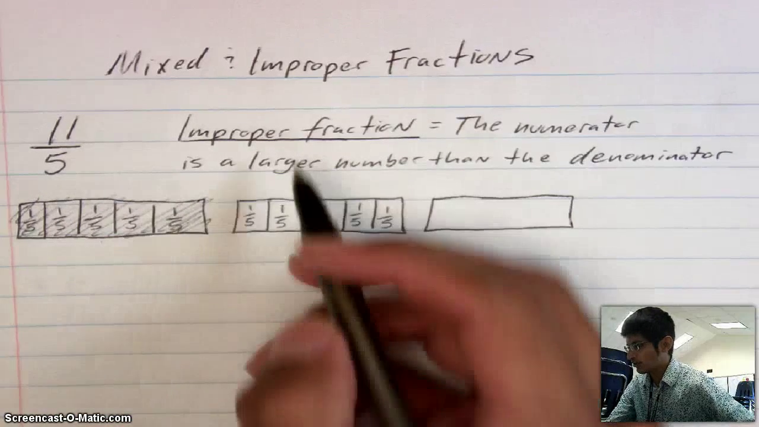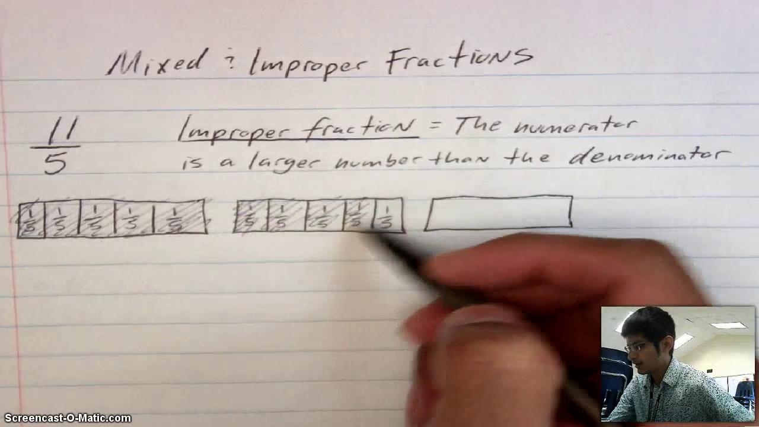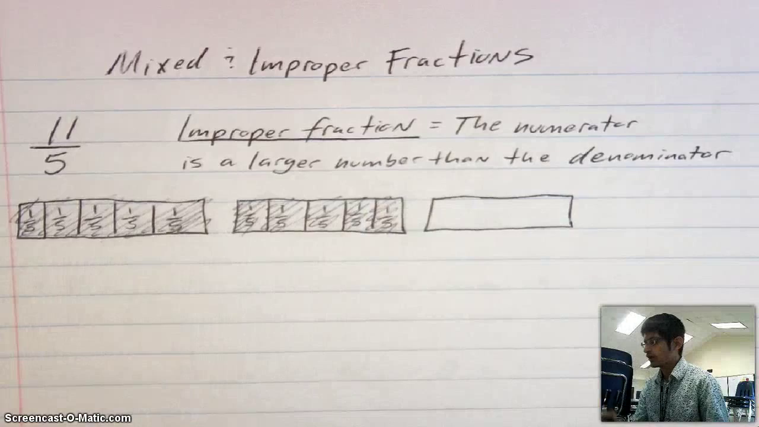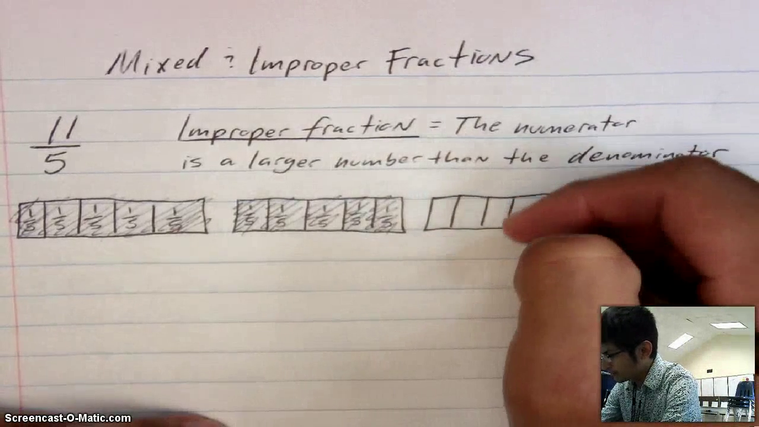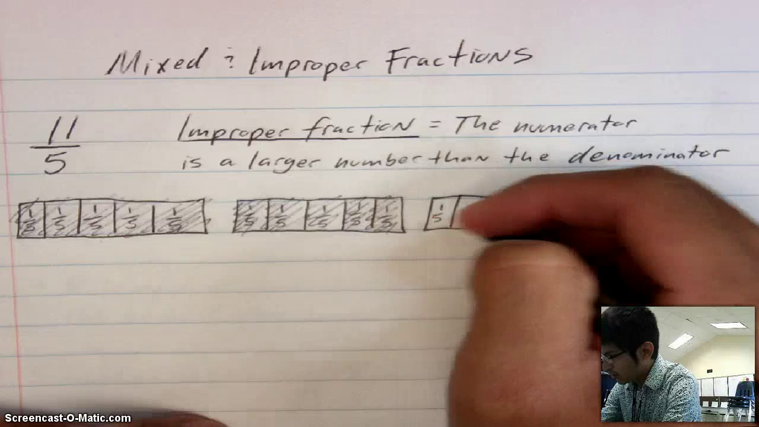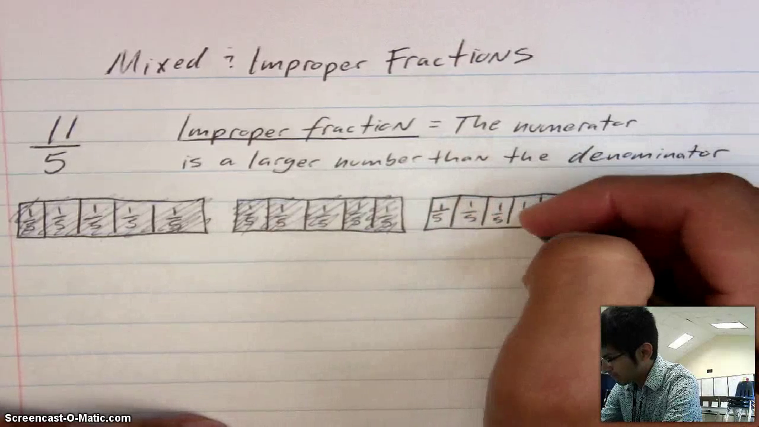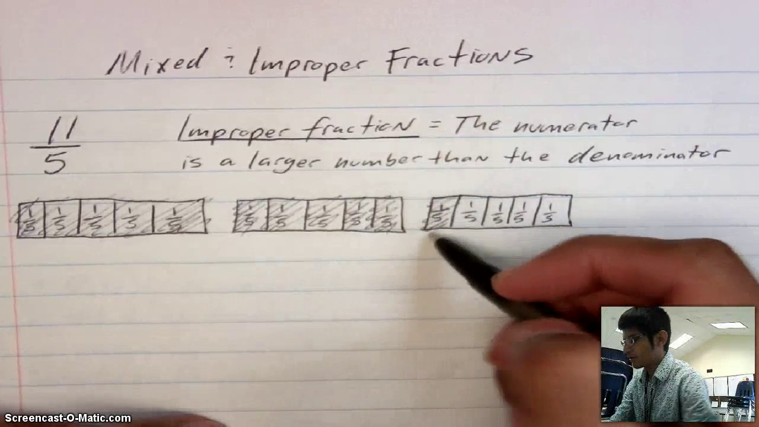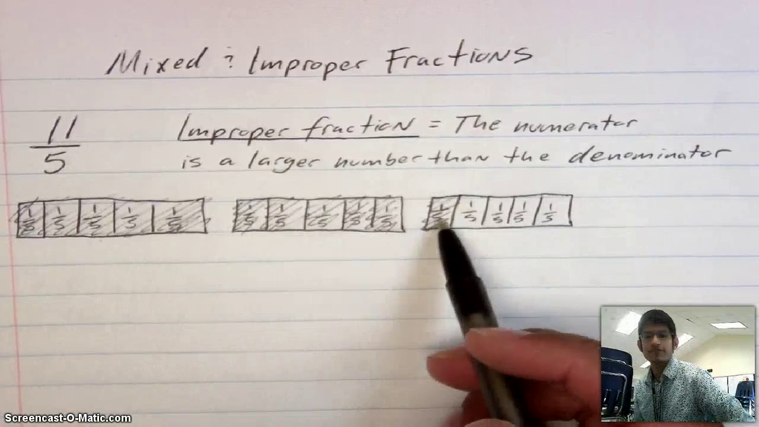And now I can shade in 6, 7, 8, 9, 10. So that would be 10 fifths, which would be 2 wholes. So I need to use a third bar, and I draw 4 sections. Each are 1/5. And then I shade in one more. Okay? So what I have here is 1, 2, 3, 4, 5, 6, 7, 8, 9, 10, 11 fifths.